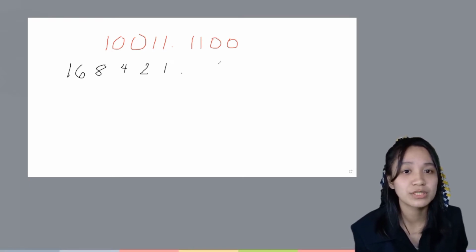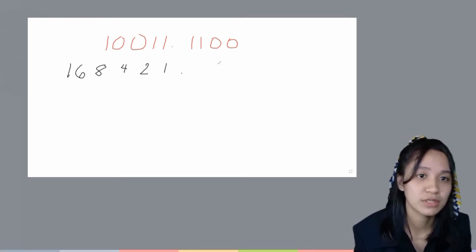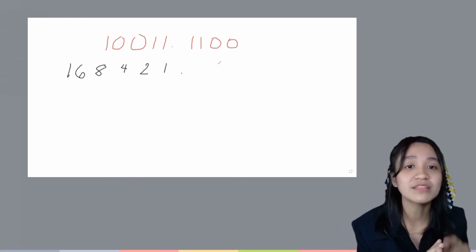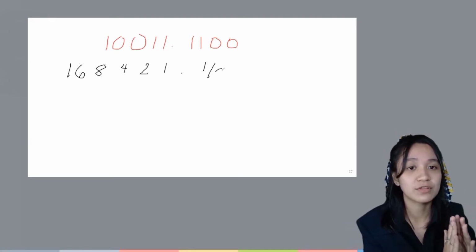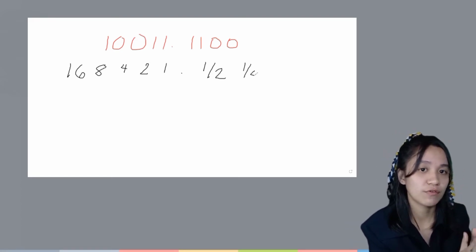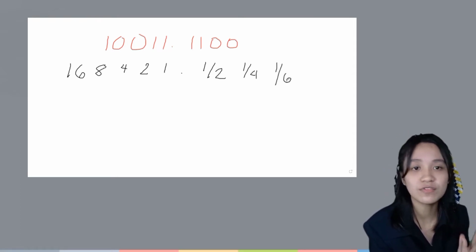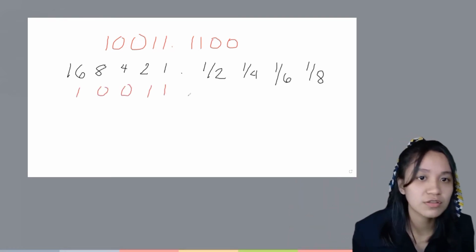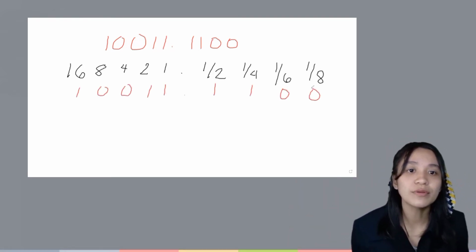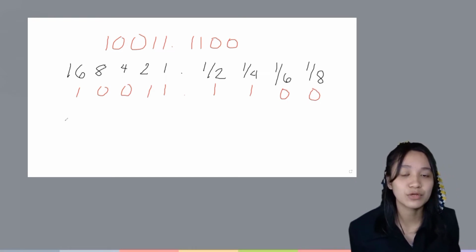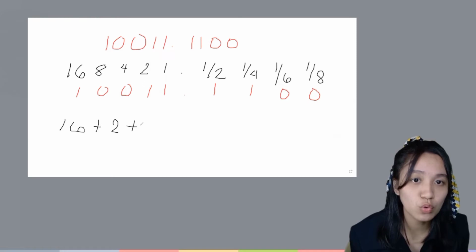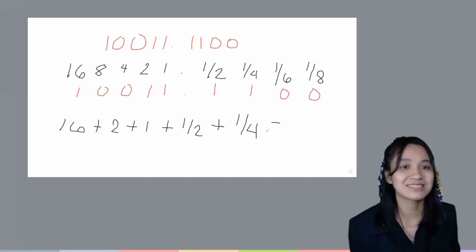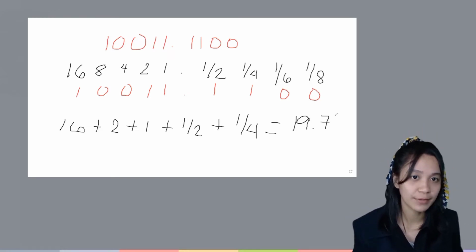Now we will start with the radix point again, or the binary point, dividing by 2 from left to right. Let's start with 1 again. Then 1 divided by 2 is 1 half. 1 half divided by 2 is 1 over 4. 1 over 4 divided by 2 is 1 over 8. Just like before, we're going to focus on the values that have 1. So we're going to add all the values that have 1 under them, which is 16 plus 2 plus 1 plus 1 half plus 1 over 4, which gives us 19.75.